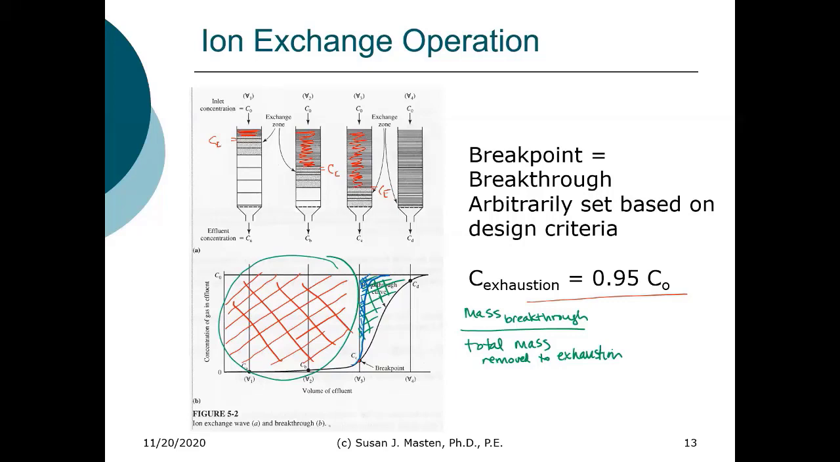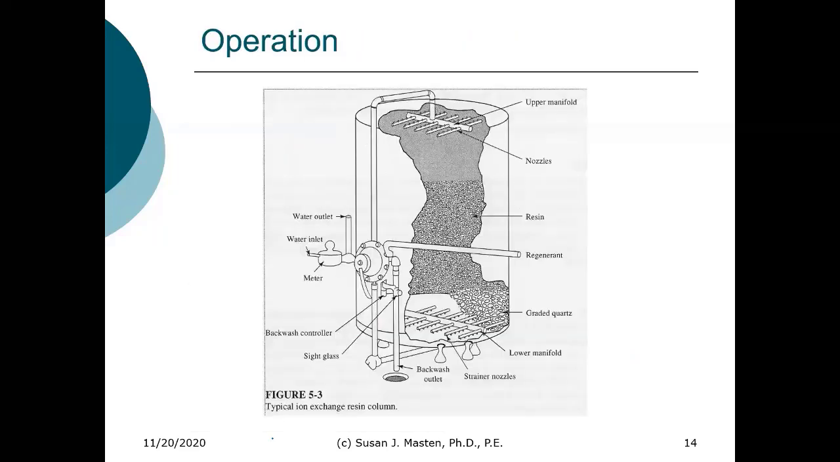So which one is more efficient? I'll call this number 1 or number 2. Which is a more efficient use of the resin capacity? 1 or 2? 2. Think about it, we've wasted this green area here we can't use. Okay? So it's essentially a waste. So 2 is a more efficient use of the resin.